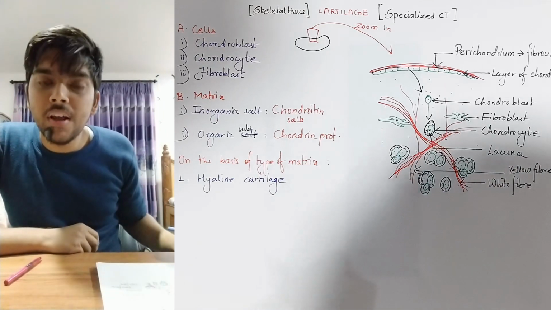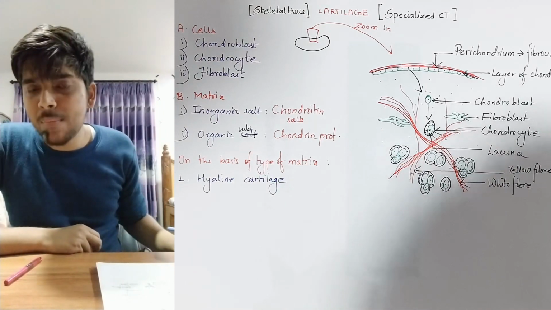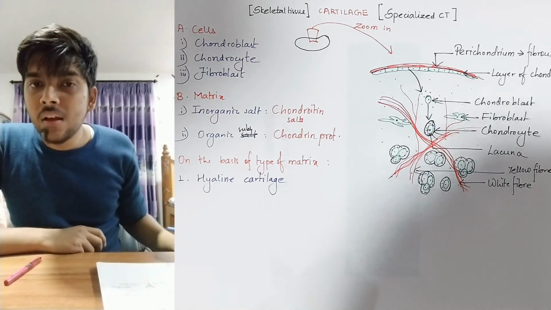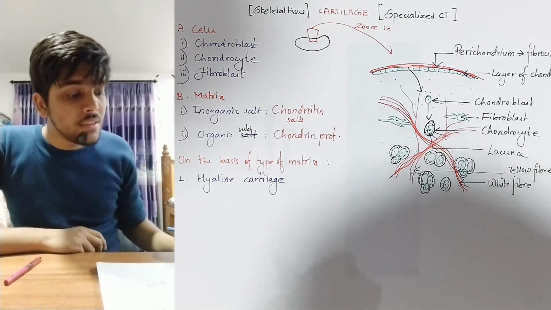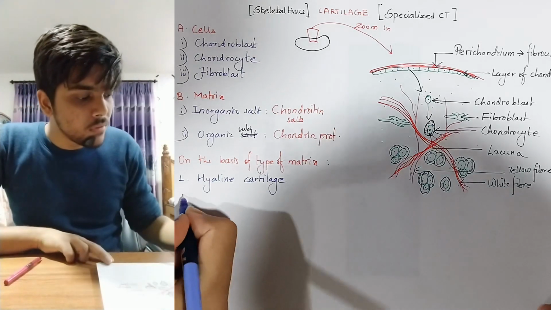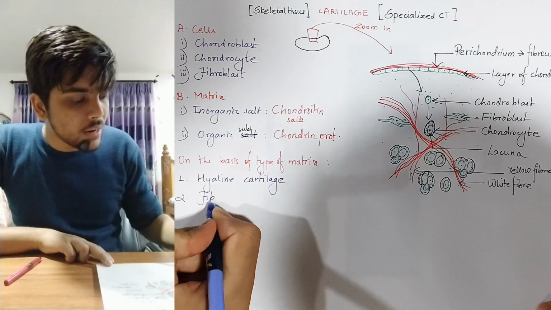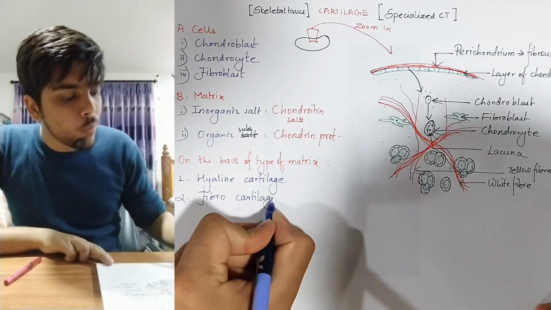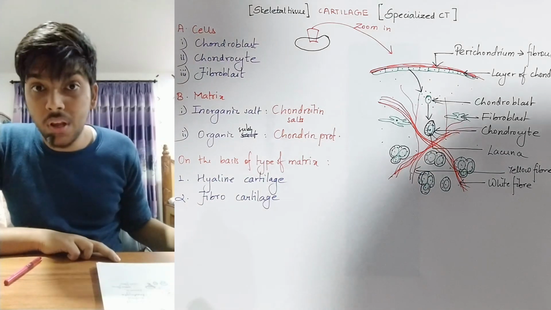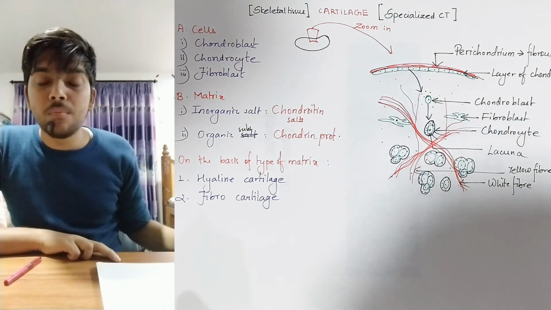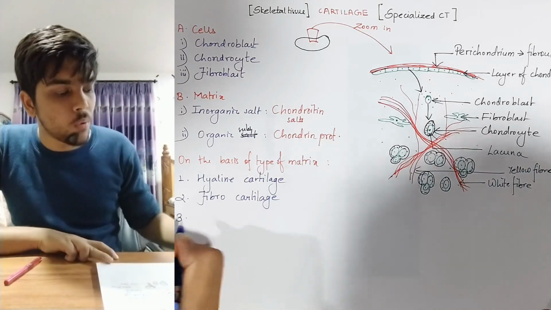However, the refractive index of these white fibers is the same as that of matrix, and the matrix itself is glass-like. So overall, the tissue looks like glass or is transparent. Number 2 is fibrocartilage, where higher quantity of white fiber is found as compared to yellow fibers. So this fibrocartilage is found in those places where tensile strength is required.